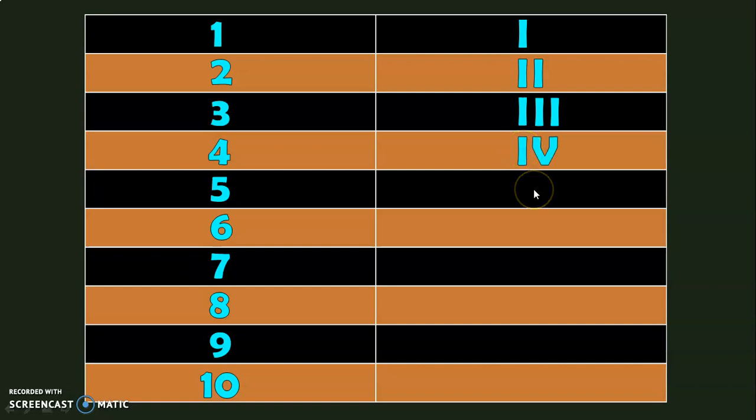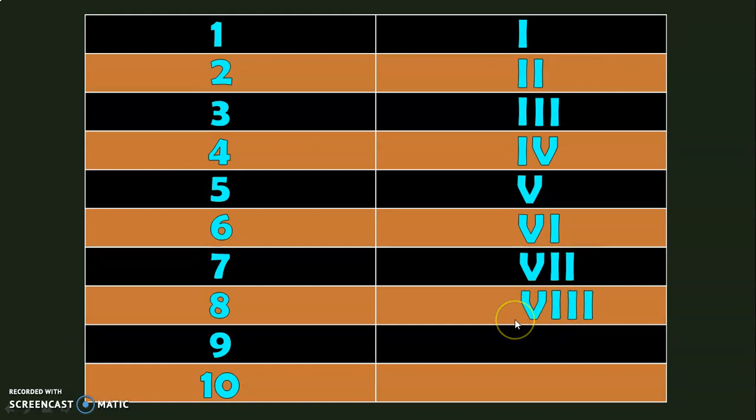The Roman numeral for 5 is V. The Roman numeral for 6 is VI. 5 plus 1, 6. The Roman numeral for 7 is VII. The Roman numeral for 8 is VIII. That is 5 plus 1 plus 1 plus 1, which makes 8.